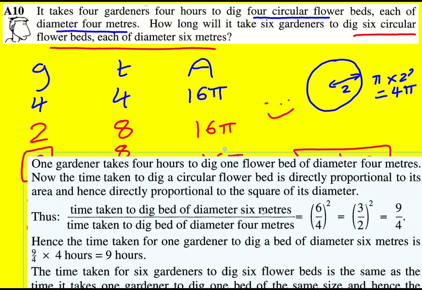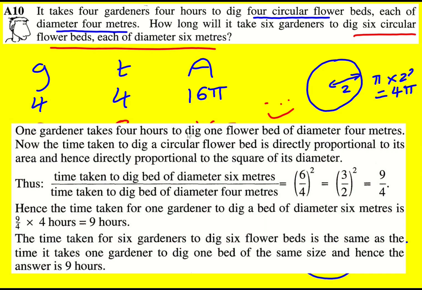I'm just going to show you how the official solutions did it. So they recognize that if 4 gardeners are digging 4 circular flower beds, that's equivalent to 1 gardener digging 1 flower bed, and it would take them 4 hours. And then looking at the diameter of both, we can basically find an area scale factor by squaring. It's because we do pi r squared to get the area. So the length scale factor is going to be 6 divided by 4 because the circle is 1.5 times as big, but then the area becomes 1.5 squared times as big.